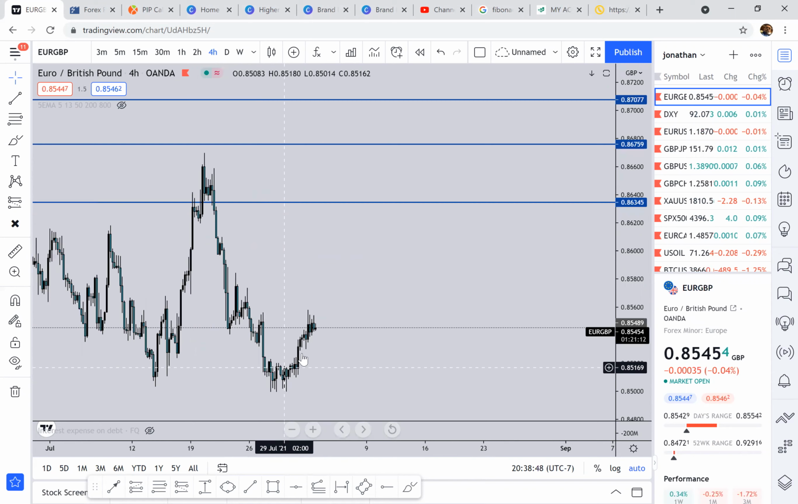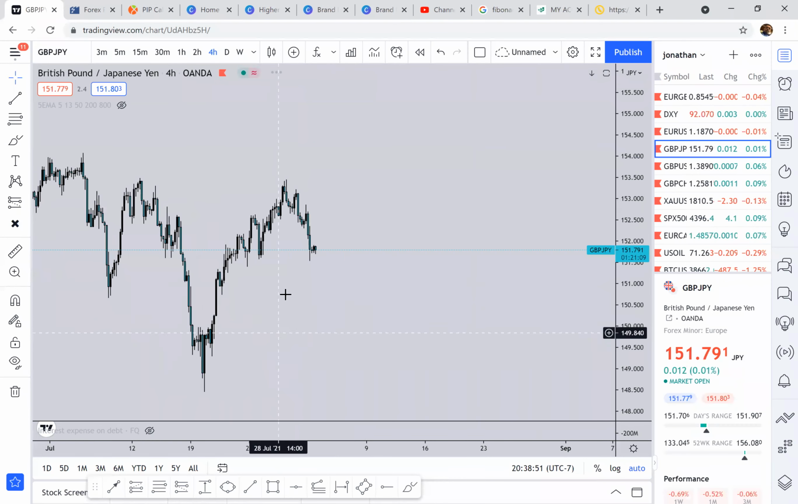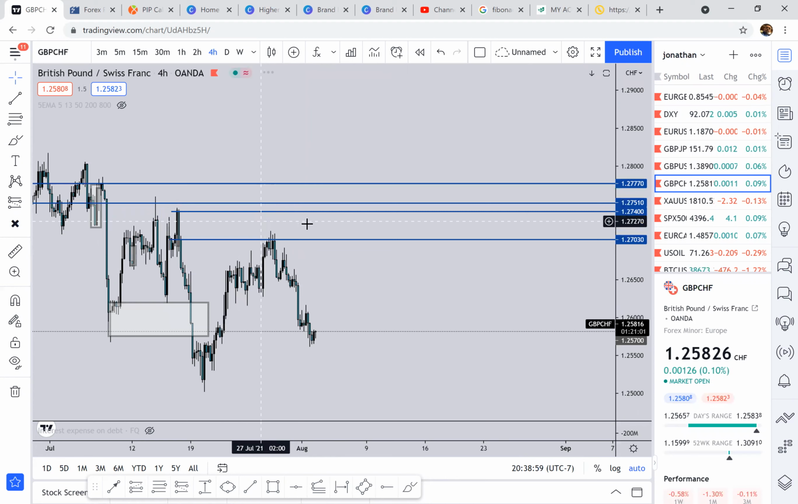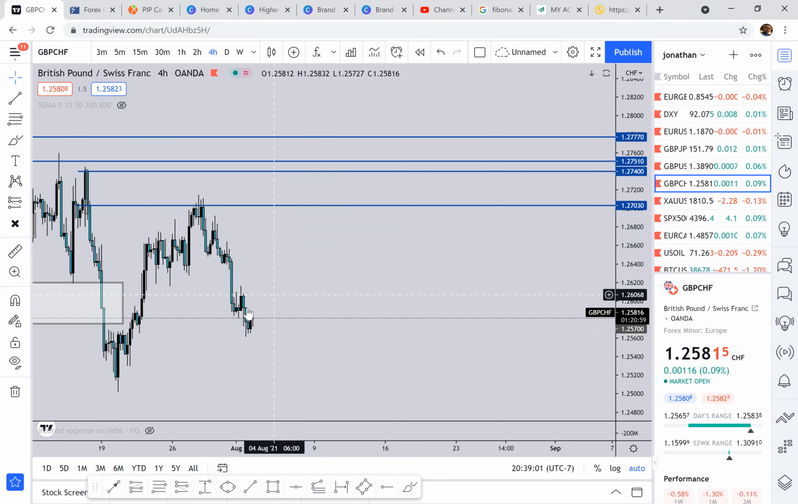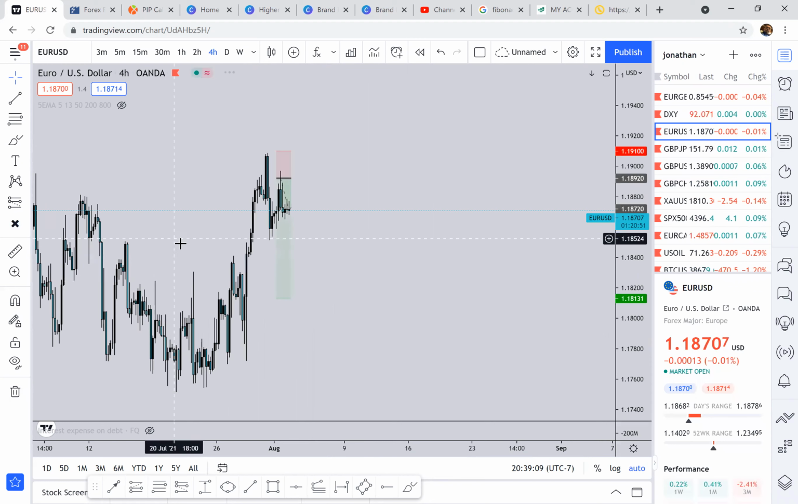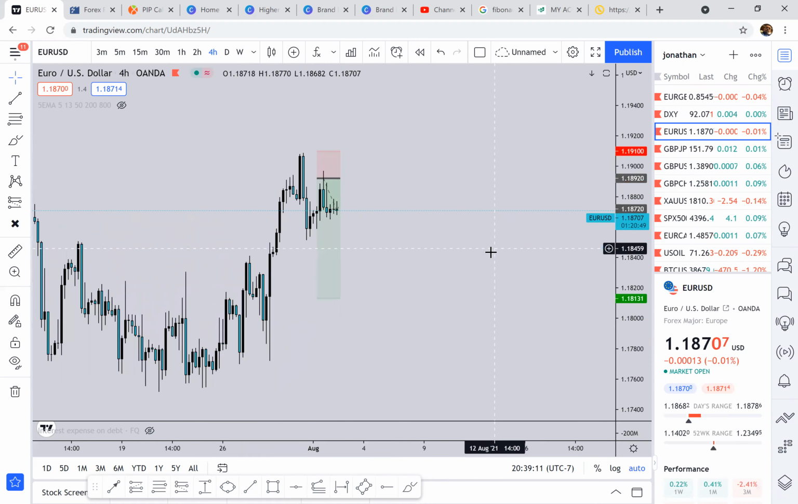EG still has another break of structure here. GJ has a break of structure with this move here. GU has a break of structure with this immediate move here. GBP Chef has a break of structure here in this previous low. So I'm just gonna go into a couple of them and see. I'll show you what I was looking at and what I was looking for to occur.